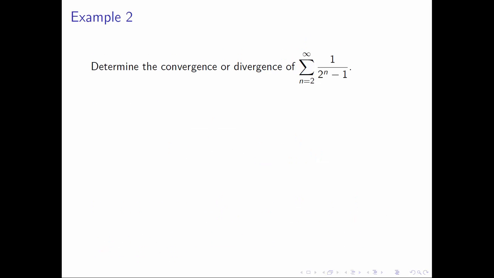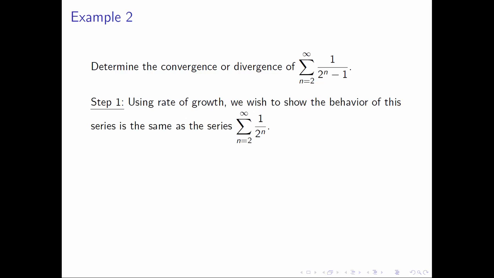Now let's do one more example here with just 1 or 2 little extras in it. So let's try to determine the convergence or divergence of the series sum n goes from 2 to infinity, 1 over the quantity 2 to the n minus 1. And our first step is always to take a look at the function, the terms that we're adding up, and use the ideas of rate of growth to concentrate on what's important.